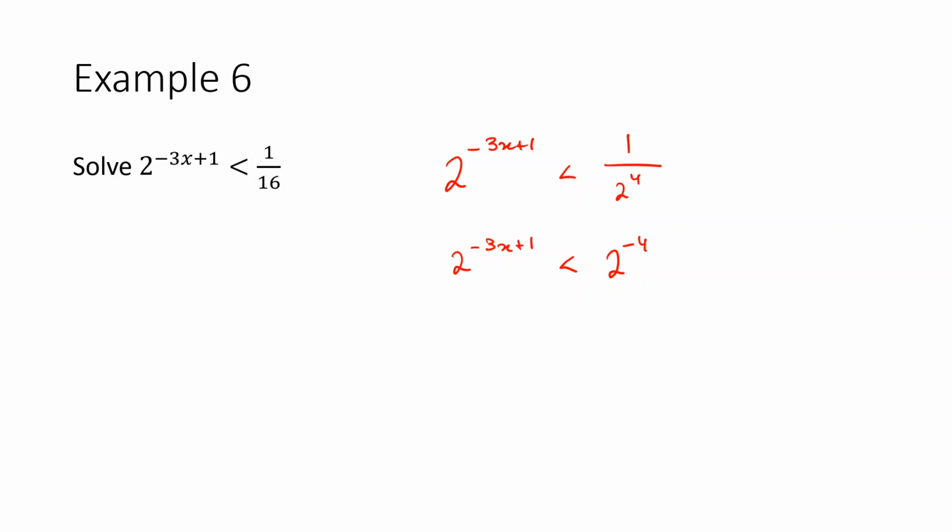And so now what we can say is that -3x plus 1 is less than -4, and solve for x. -3x is less than -5, and x is greater than 5 on 3. Why is it greater than instead of less than now? Because we had to divide both sides by -3. So just be careful when you do that.